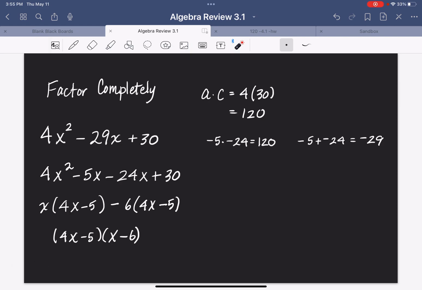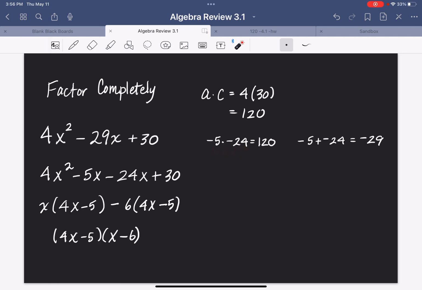Let's do one more of these. I'm going to multiply a times c because look, I have a 4 here. 4x squared minus 29x plus 30. And yeah, the numbers can get pretty big, but use your calculator to help you figure out these factors. So a times c is positive 120. The numbers that multiply for positive 120 and add to negative 29 are negative 5 and negative 24.